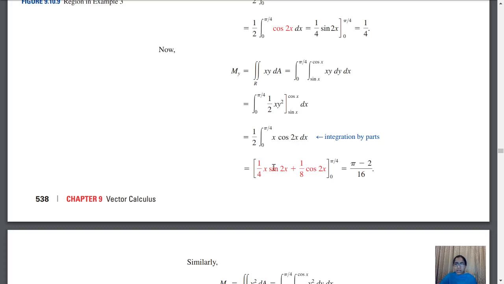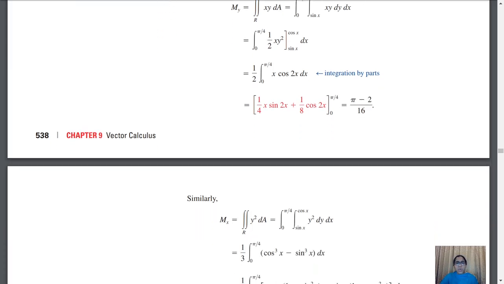So first we'll consider, and by solving, that is x into sin 2x plus integral of derivative of x, that is 1, integral of cos 2x, that is again sin 2x. Again we have to integrate sin 2x, so minus and minus will become plus sign. This is the value which we will get in the end. Just do it by integration by parts, step by step, so you will get the value. Integration by parts is the second function into integral of first function minus integral of derivative of first function into integral of second function. So the value will be pi minus 2 by 16.